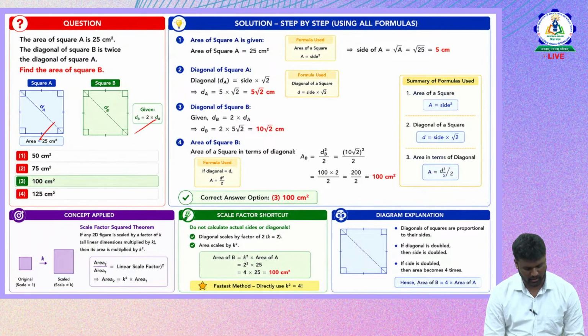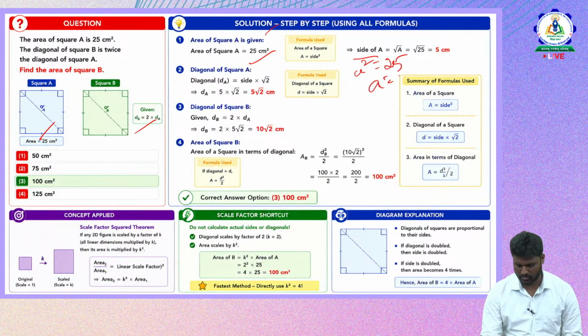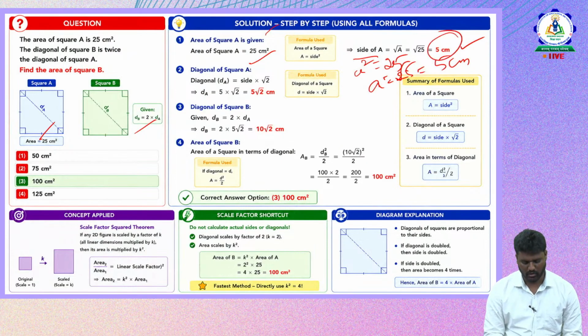Now, first, what values are given? The area of the square A is given, that is 25 centimeter square. So we try to identify the side. The side A: A square is equal to 25, where A is equal to root of 25, which is 5 centimeters. So the side of A is 5 centimeters. Now the diagonal of a square, DA, is equal to side into root 2. So now what is the side value? We got it.